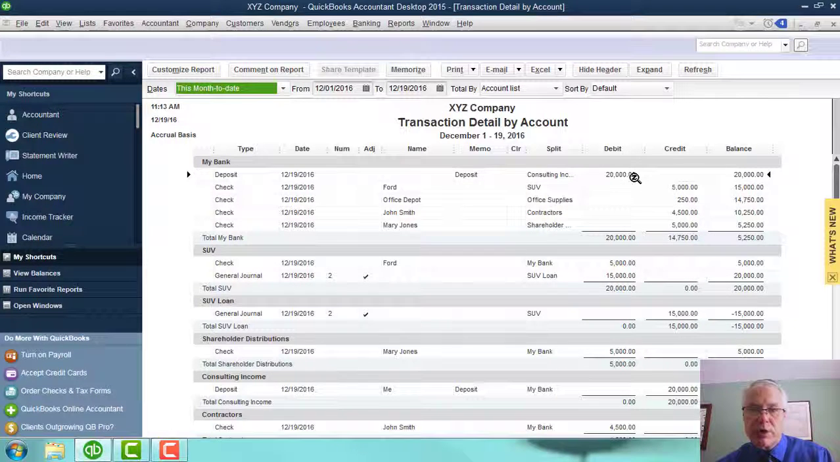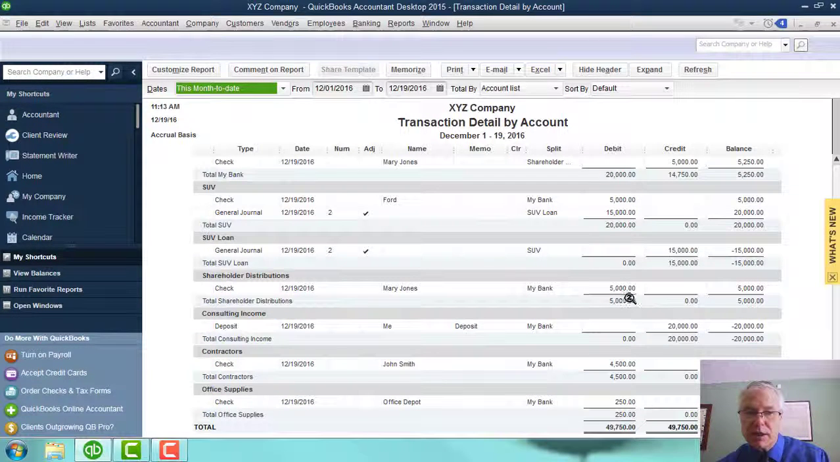We got $20,000 bank deposit, which was our consulting income. $5,000 in the truck. Office Depot, $250, office supplies. Labor to John Smith for $4,500. We draw from the owner $5,000. Here's your truck loan. Notice the check from Mary Jones, the owner, went to shareholder distributions. This is an equity account. This is how she pulled out her money. And the important thing about this is you're going to see this does not affect the profit and loss. We'll see that in a minute here. So consulting income is $20,000, the expense of $4,500, office supplies is $250.